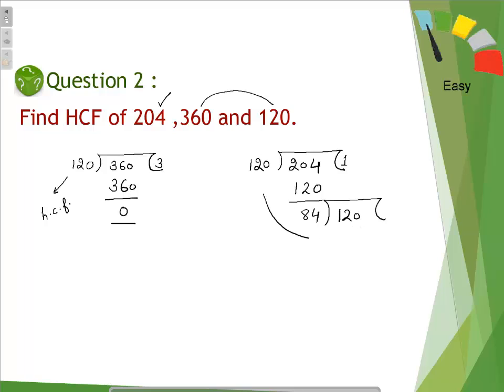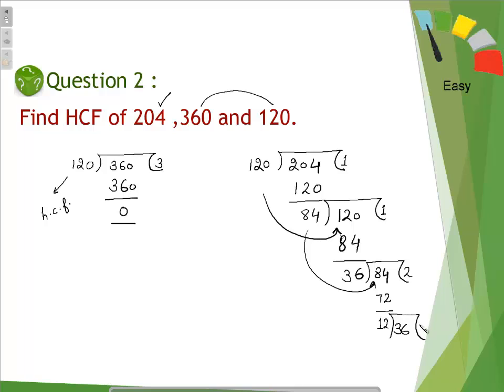Once again, the old divisor will be the new dividend. Putting 84 inside. Once again, the division. Since we are getting remainder as 0, the latest divisor will be the HCF. So in this case, HCF will be 12.